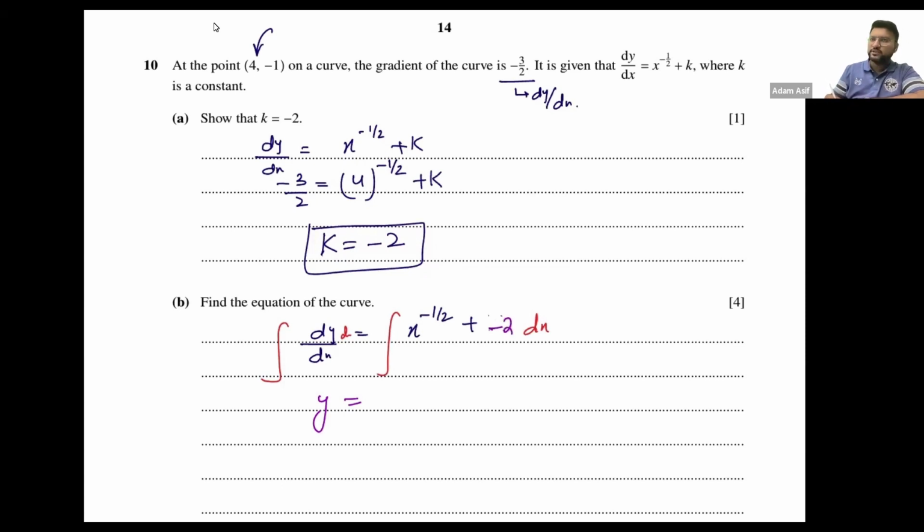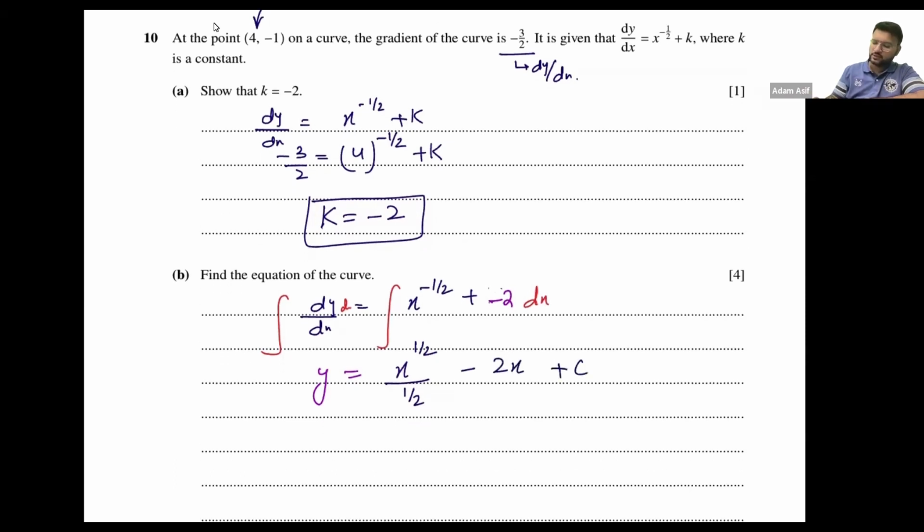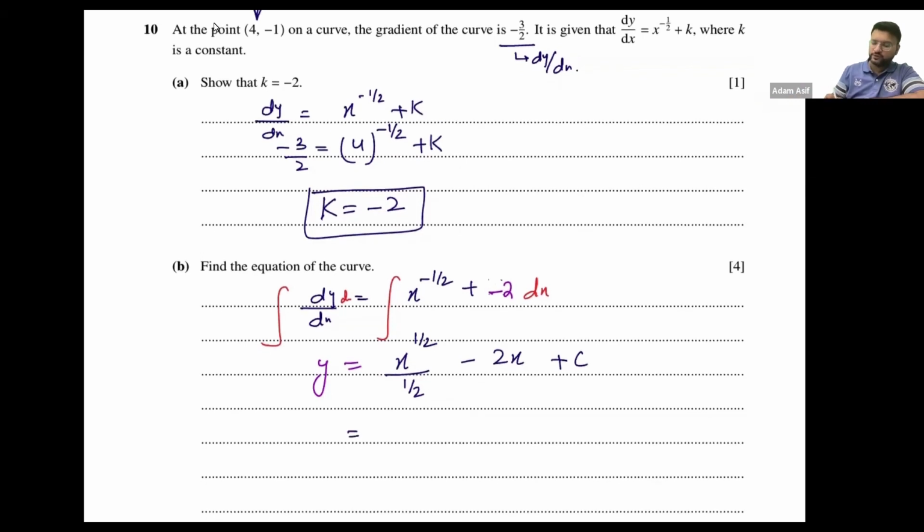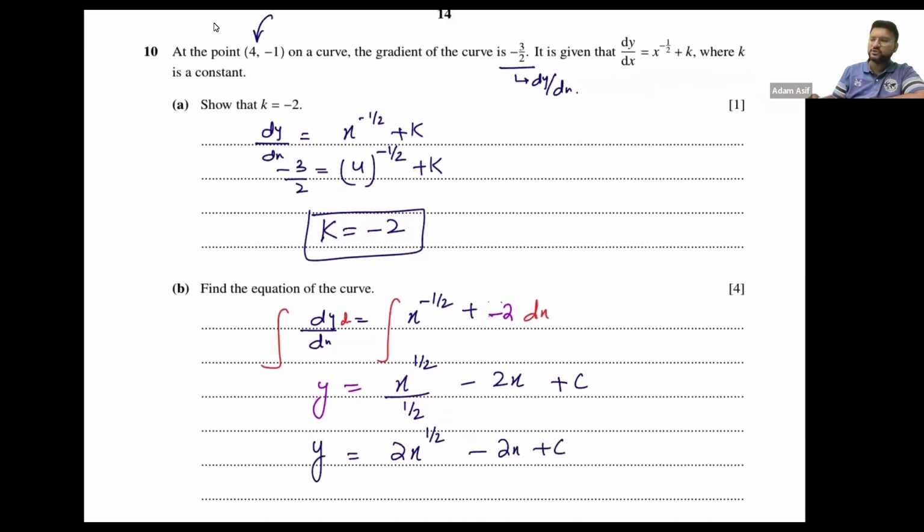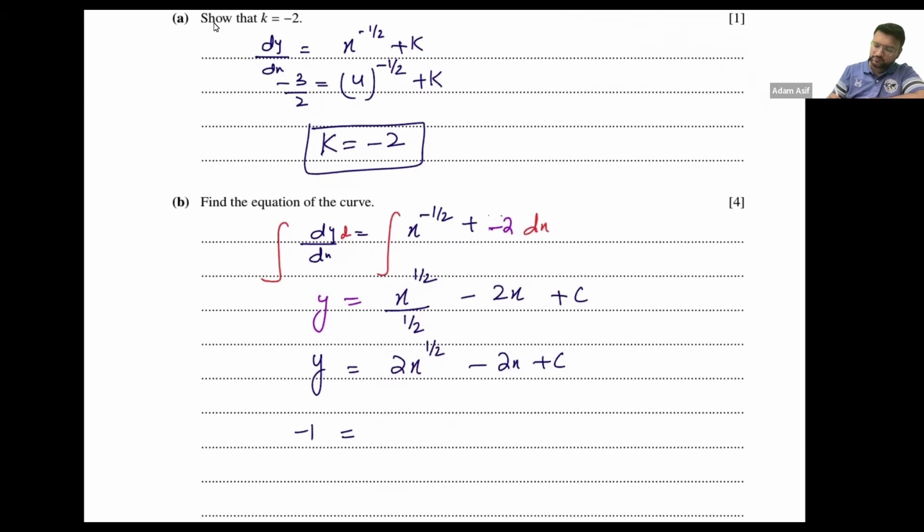X to the power minus half की integration क्या होगी? ठीक है, 2x to the power of half. -2 की integration क्या होगी, -2x plus c. ओके, constant of integration, yes. 2x to the power of half minus 2x plus c equals to y. Now, how can I find the value of the constant of integration? By plugging in the coordinate on the curve. So when x is 4, y is -1. Solve for the value of c.